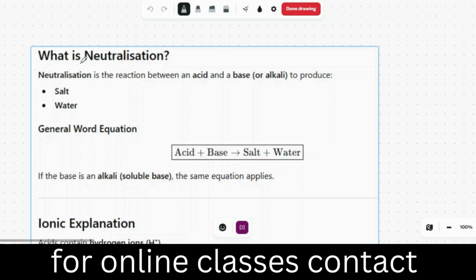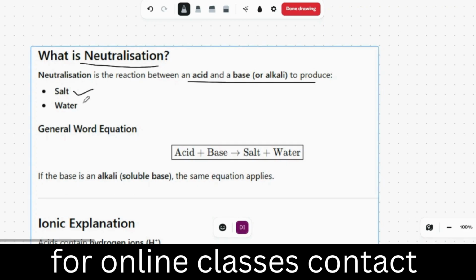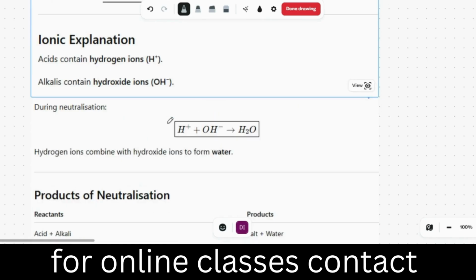Today we are going to talk about neutralization. So neutralization is a reaction between acid and base or alkali to produce what? Salt and water. So the general word equation is acid plus base gives us salt plus water. Okay. If the base is an alkali, a soluble base, the same equation applies.